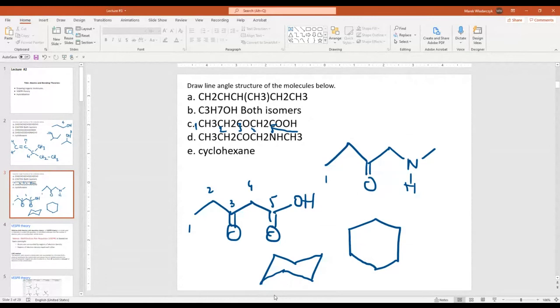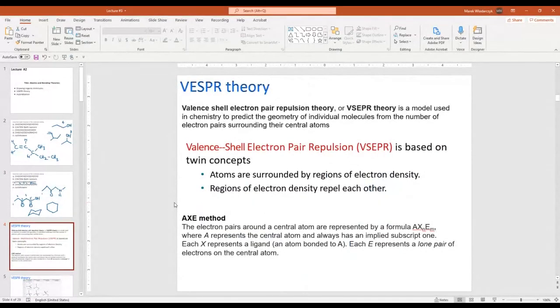We're going to talk about why this is important later on when I talk about hybridization and different stereoisomers. So let's move on now to the next part of today's class, which is the valence shell electron pair repulsion theory. This is the theory that allows you to predict the shape of the molecule.